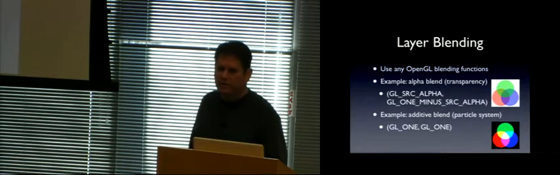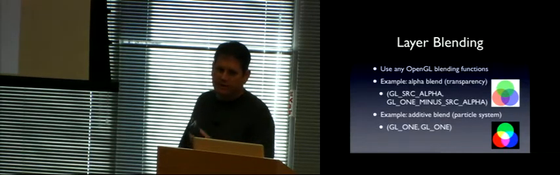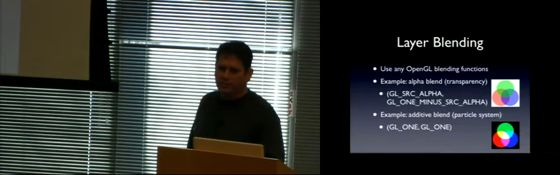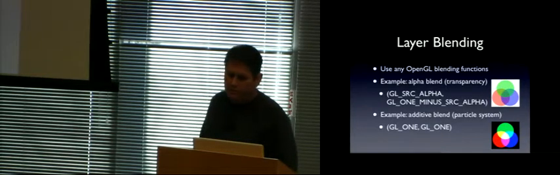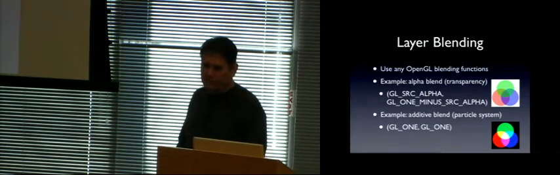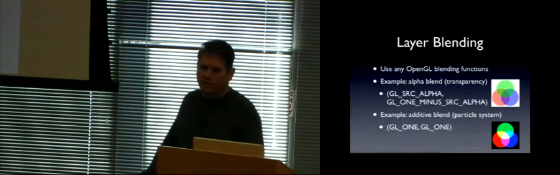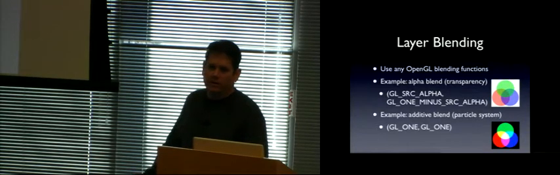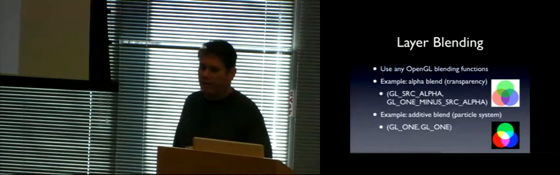I'll talk a little bit more about layer blending. Basically, any OpenGL blending function that's available is available to Gemini. So you can set up your layers to have any OpenGL blending function that's available. Two really common examples would be alpha blending, which gives you transparency, which is sort of like looking through transparent colored glass. And this is set using, if you're at all familiar with OpenGL code, the OpenGL functions.